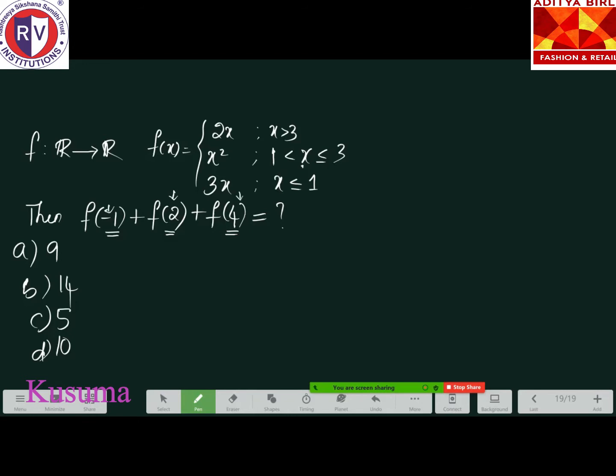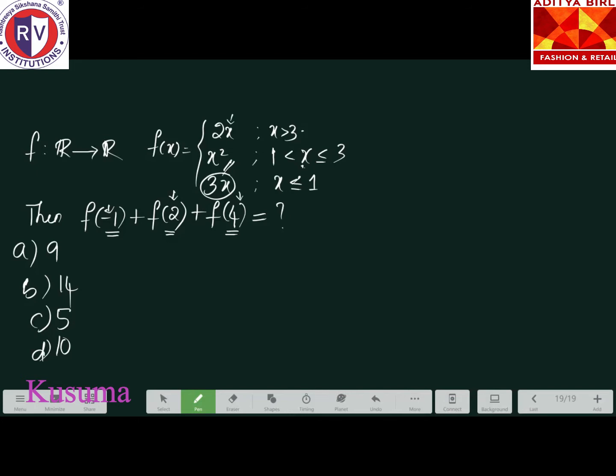See here it is -1. -1 is less than or equal to 1, right? -1 is less than 1, and for that particular number this will be the function definition. For 2, which lies between 1 and 3, this will be the function definition. And for 4, x is greater than 3, that is 4 is greater than 3, and this will be the function definition. So according to the value given, we will put the definition of the function and find out the value.